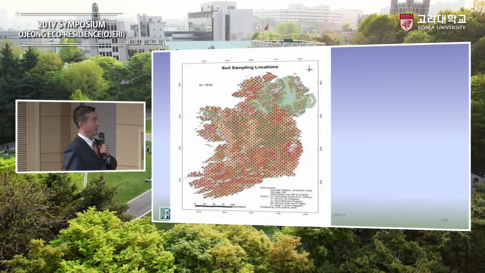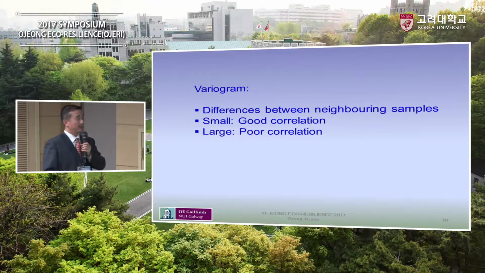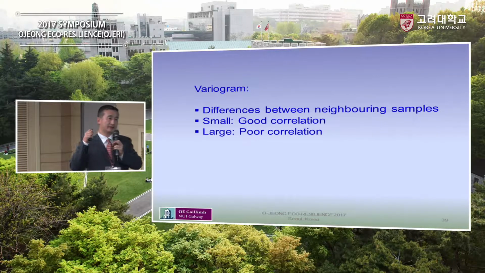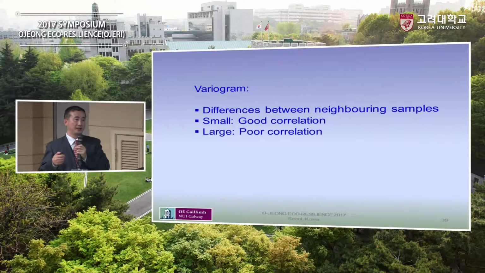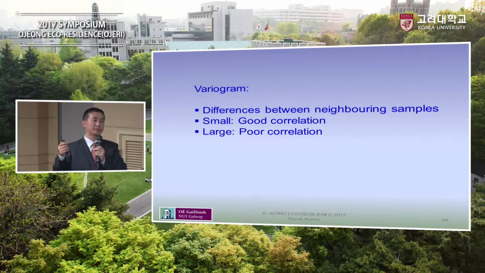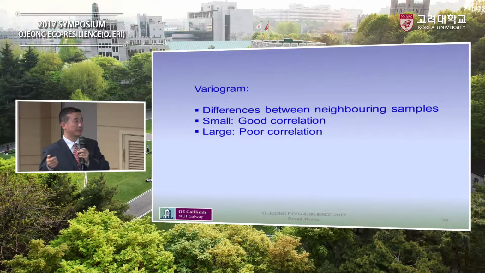Specifically, we have sampling sites in Ireland. Well, the same in Korea, if we have that. I believe we have. Then we calculate the difference between neighboring samples. If the difference is small, then they are correlated. They have better correlation. If the difference is high, we see that they have a poor correlation.